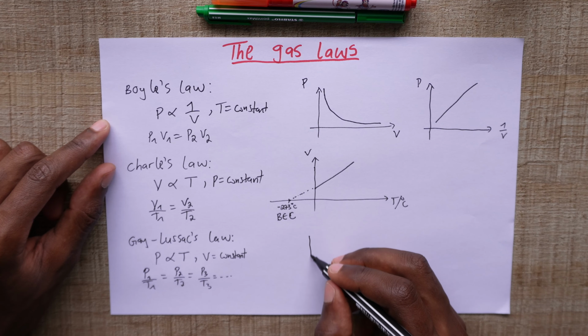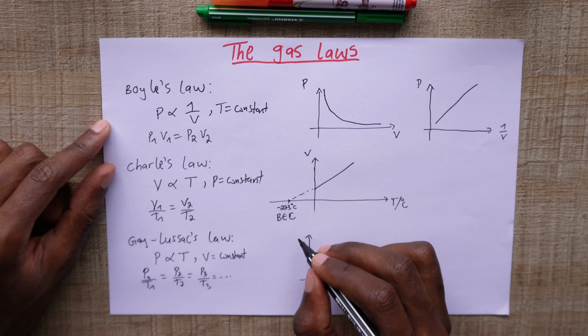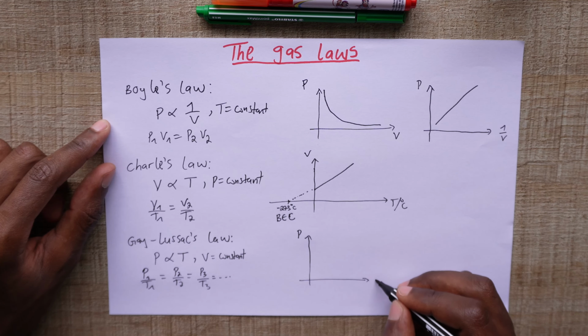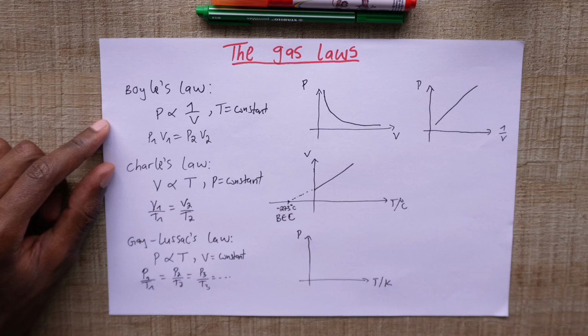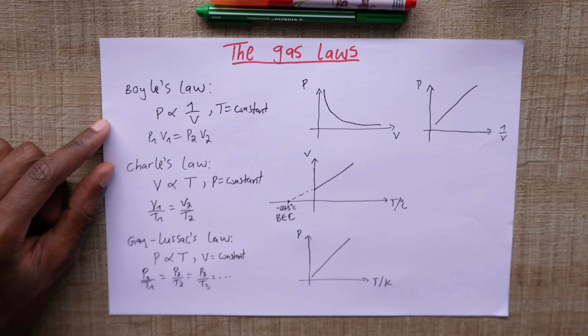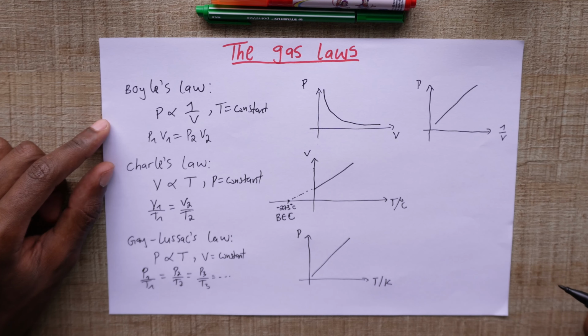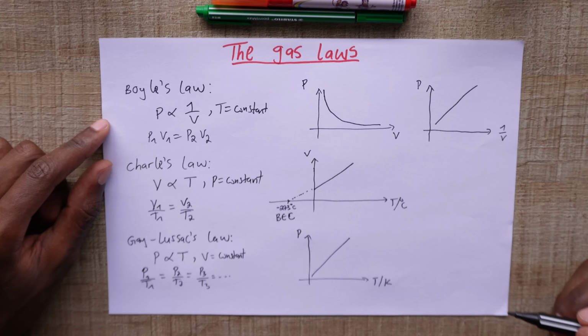So to illustrate that graphically, it's really simple. Let's say here we have the pressure and here we have the temperature, this time the absolute temperature, so it's in Kelvin. So the graph should look like this. It's just a straight line that passes through the origin if we are having absolute temperature.